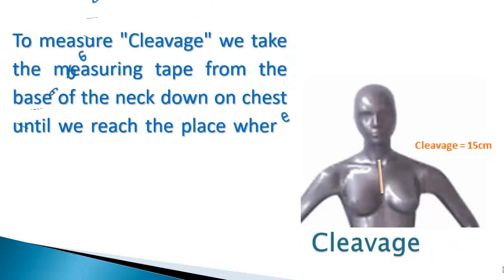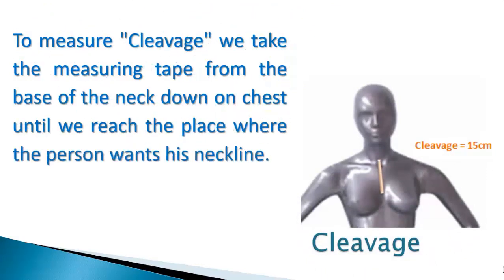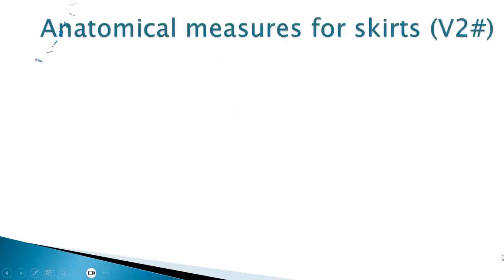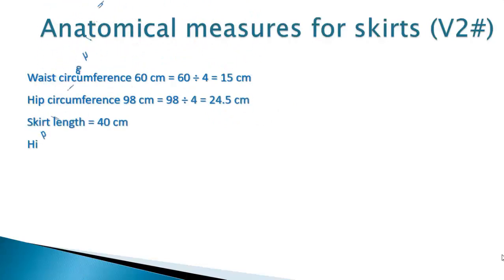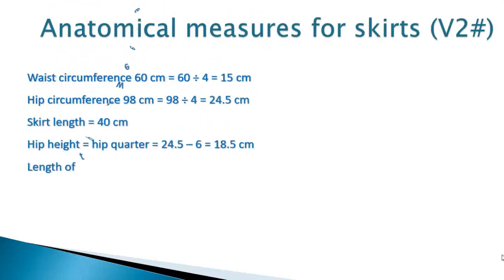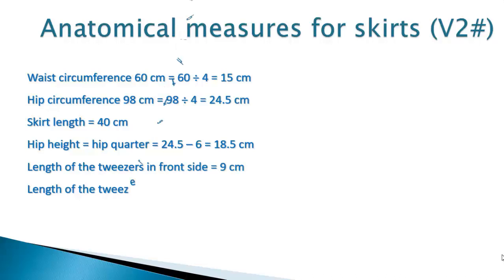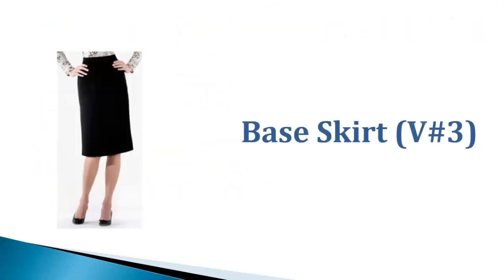To measure the cleavage, we take the measuring tape from the base of the neck down on the chest until we reach the place where the person wants the neckline. Skirts. Anatomical measurements for skirts: waist circumference, hip circumference, skirt length, hip height. Base skirt.